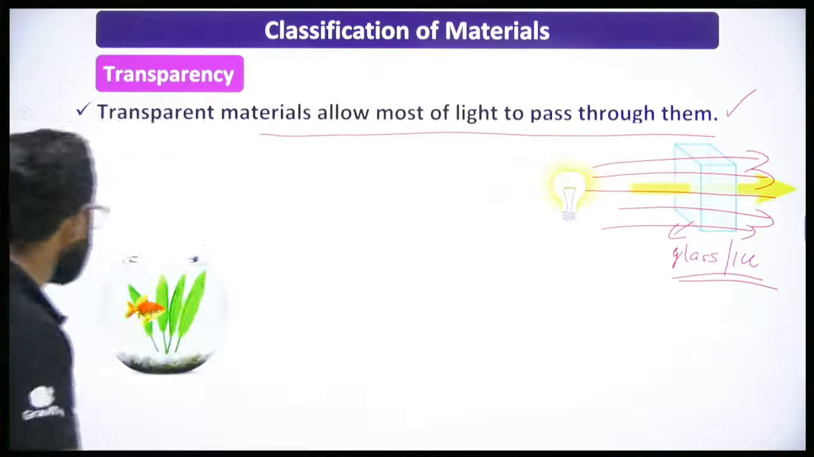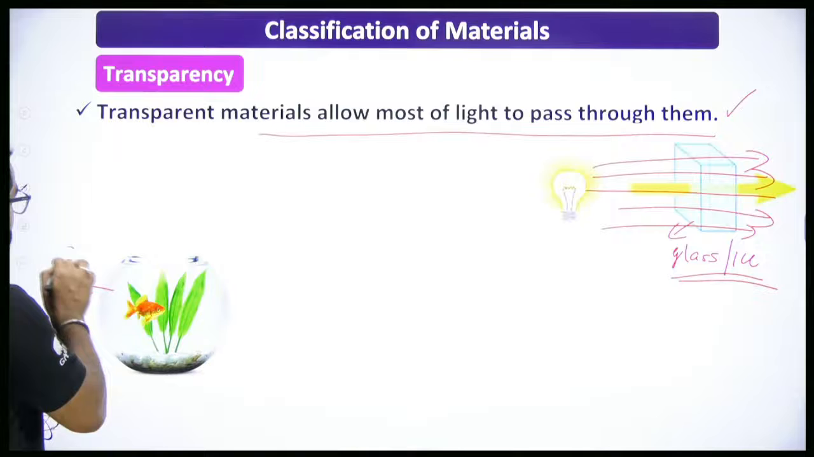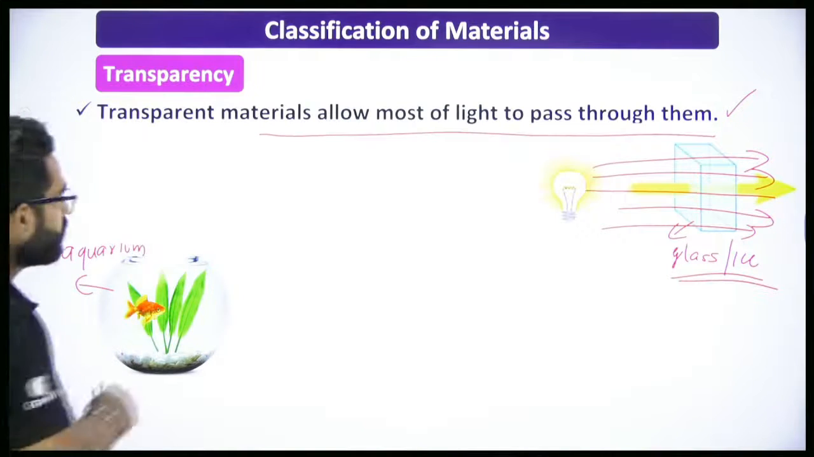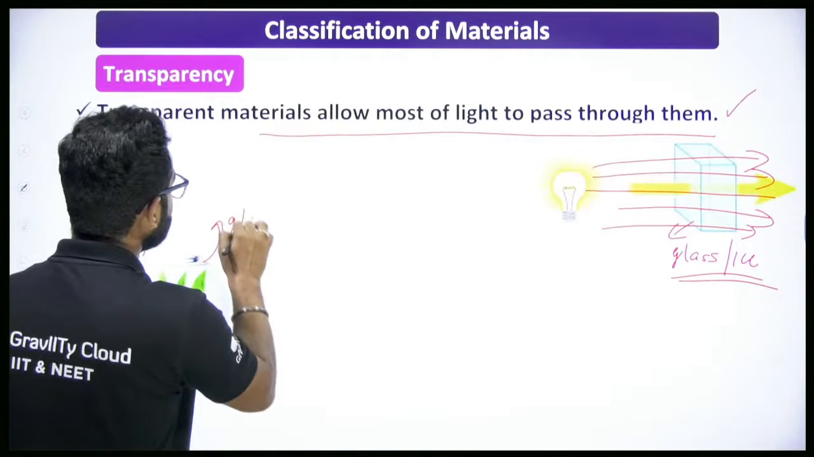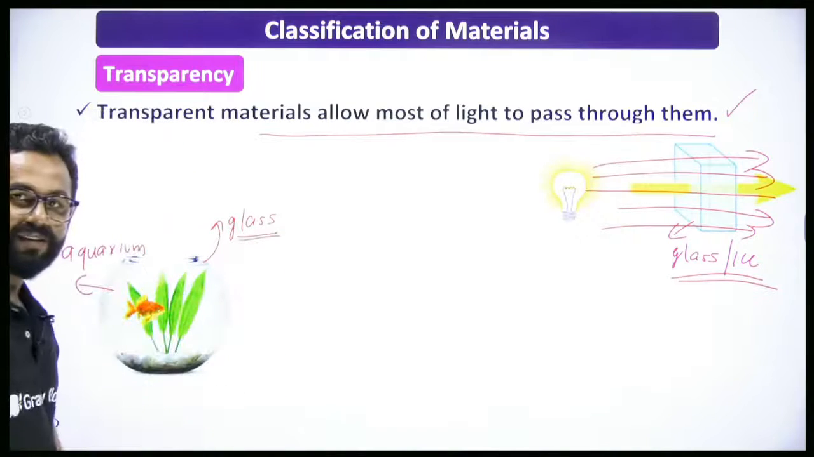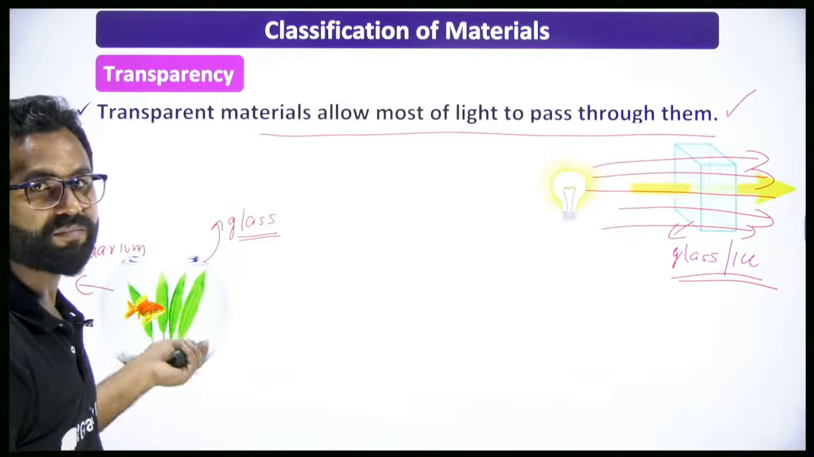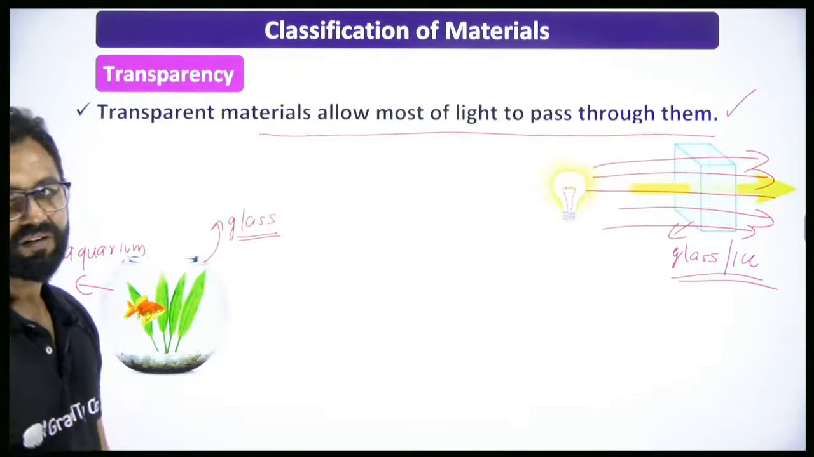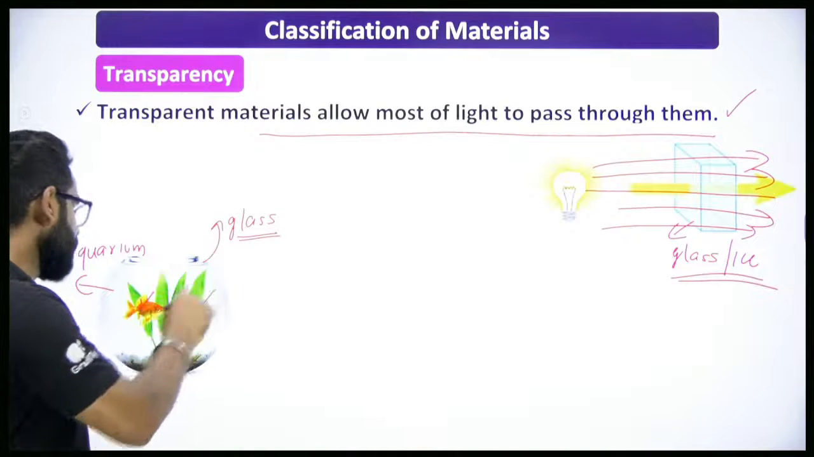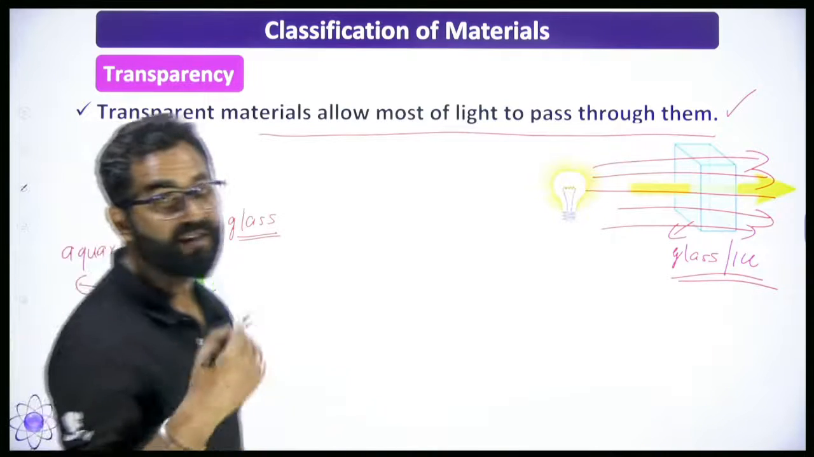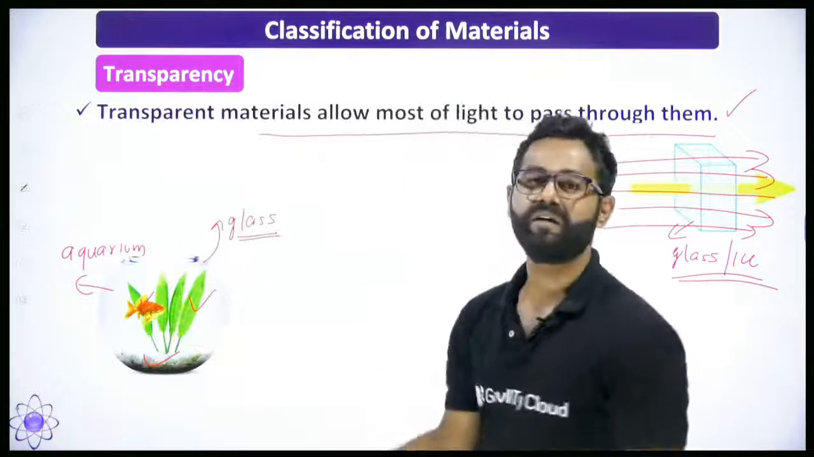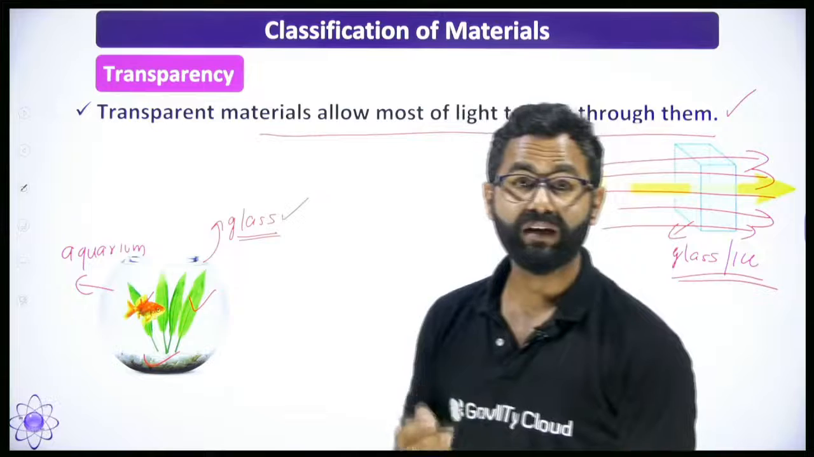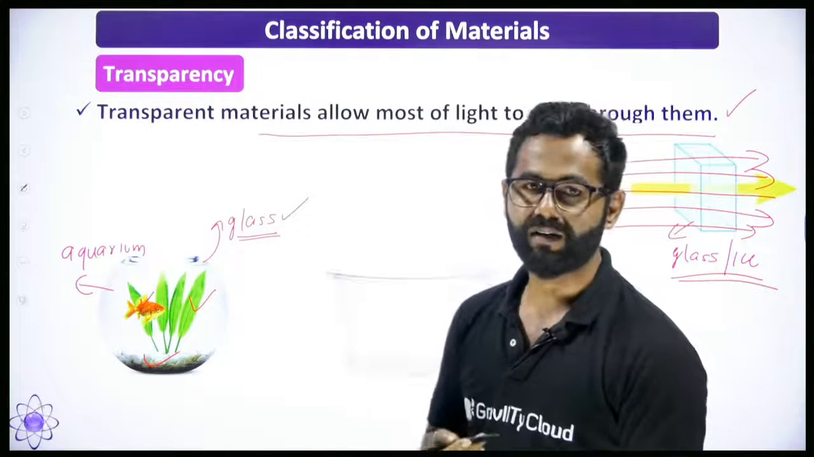Similarly, if you look at here, this is my aquarium. And it is made up of glass. And you can easily see what is inside the aquarium. Inside this glass pot, we have the fish, these green leaves, then pebbles. Everything is visible inside the aquarium, inside the glass pot. That means the glass is a transparent object or transparent material.